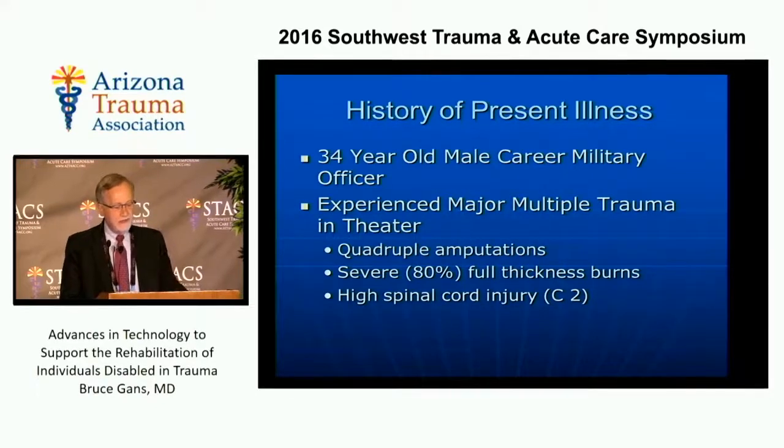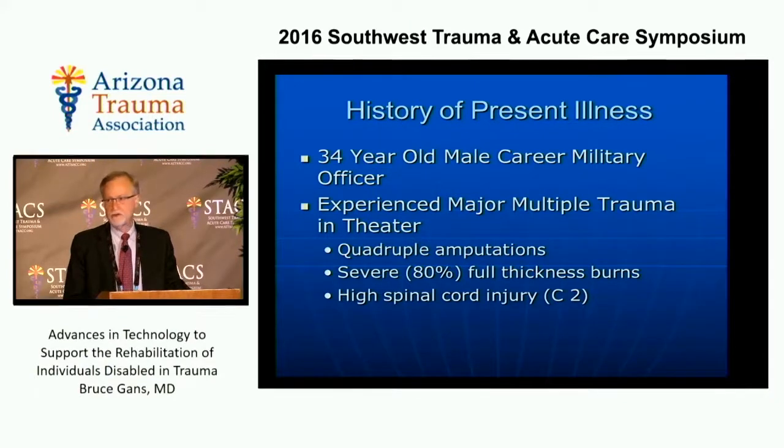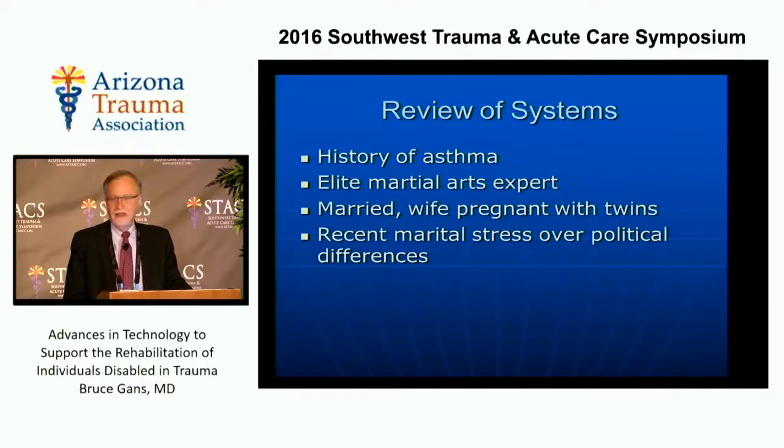So this patient that you will see at some point is a 34-year-old male who was a career military officer. He was experienced in major multiple trauma in theater. He resulted in quadruple amputations, severe 80% full thickness burns of the parts that were left, high spinal cord injury at the C2 level, and he was apneic as a result of that. A review of systems revealed that the only past medical condition was asthma. He was an elite military martial arts expert.